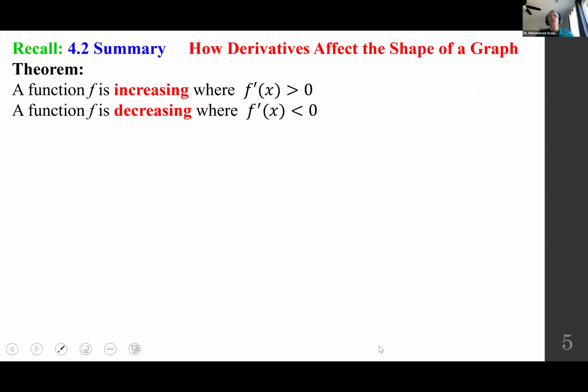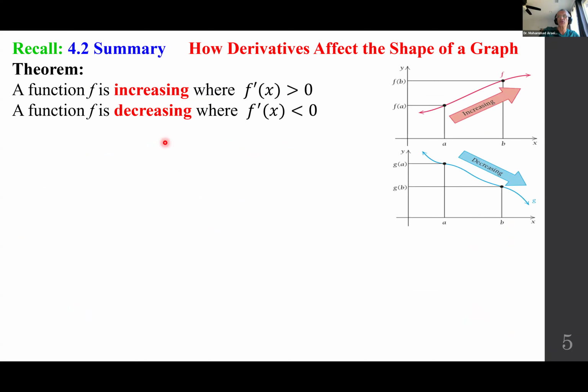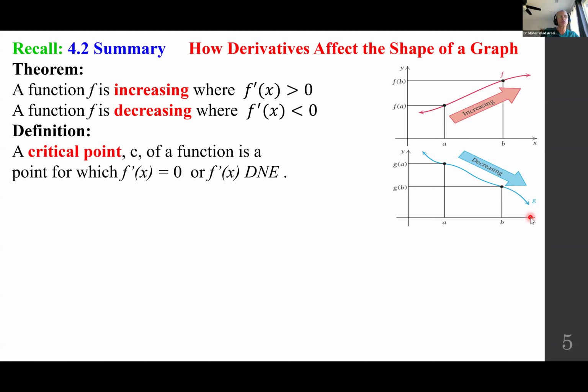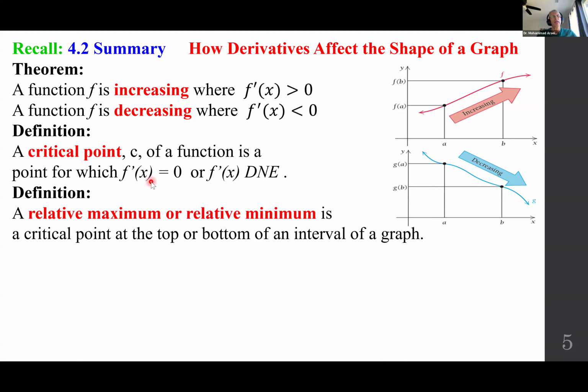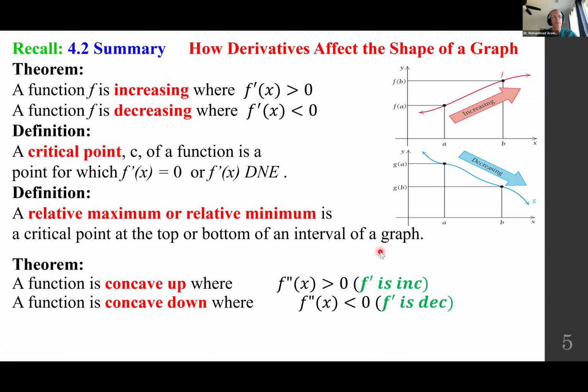How do derivatives affect the shape of a graph? We've discussed that. A function f is increasing where f prime is positive, decreasing where f prime is negative. So it looks almost like a line with a positive slope, increasing, a line with a negative slope, decreasing. A critical point, as was mentioned, is a point where f prime is zero or does not exist. A relative max or relative min is a critical point at the top or bottom of an interval of a graph, meaning peaks and valleys.